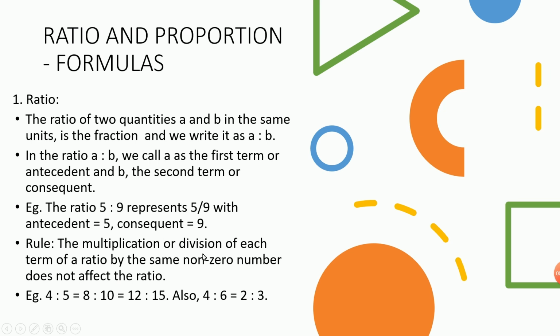Next is multiplication or division of each term of the ratio by the same non-zero number does not affect the ratio. So here they have given an example. 4 is to 5 is equal to 8 is to 10, as well as equal to 12 is to 15. So that means whatever fraction format it might be, we get the same answer.